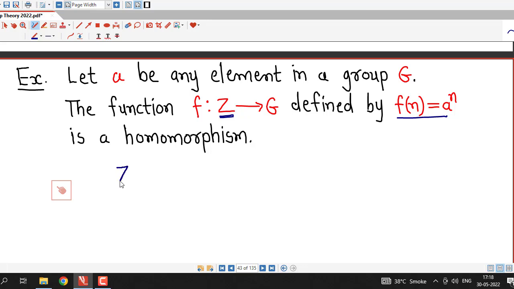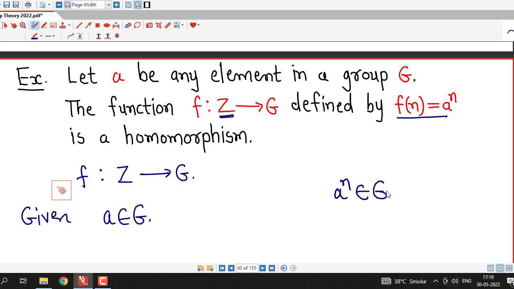So here our function is from the set of integers to group G, and a is given as any element of G. Because G is a group, a raised to n is also in G for any integer n. Therefore this is a well defined function. Now we have to prove that f of n equal to a raised to n is a homomorphism.